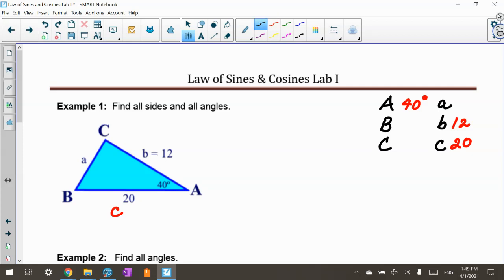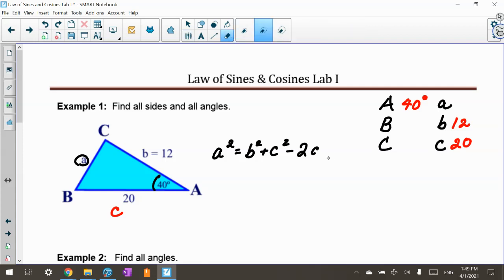Okay, ready? So this is how you set it up. See how this is angle A? So I'm going to go for the side A. So you're going to say A squared equals the other two sides squared, B squared plus C squared, minus 2 times BC. You just repeat those. Times the cosine of the angle opposite, A. So see how these match up. Okay, now we're just going to plug everything in.